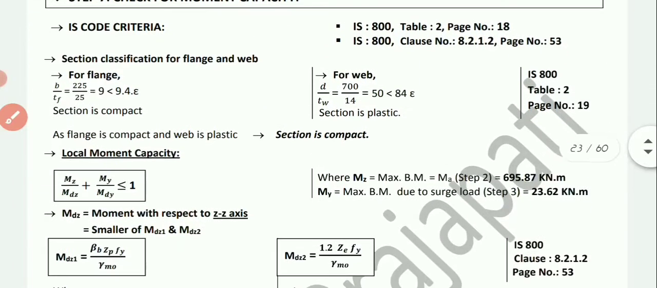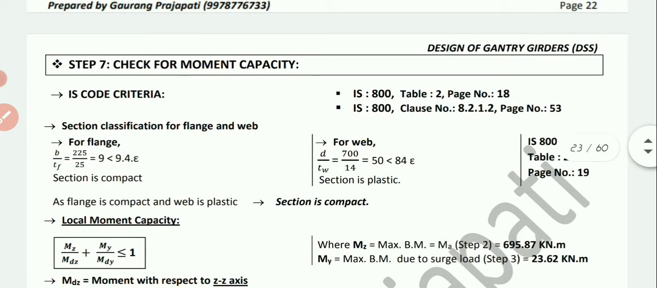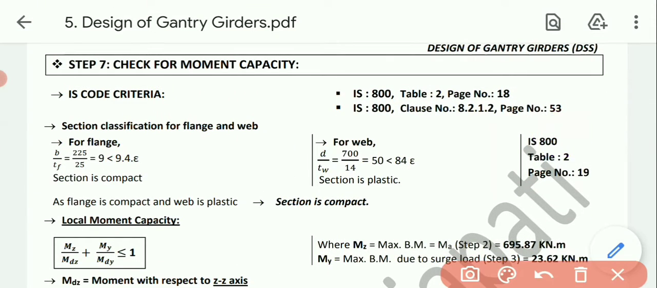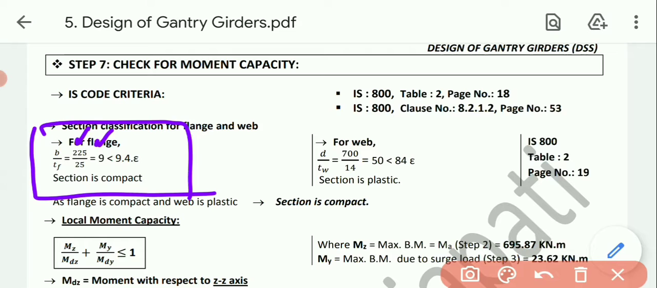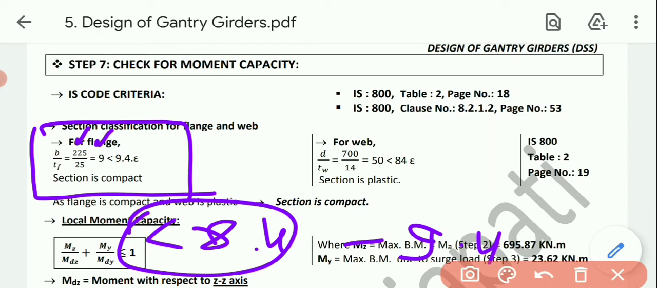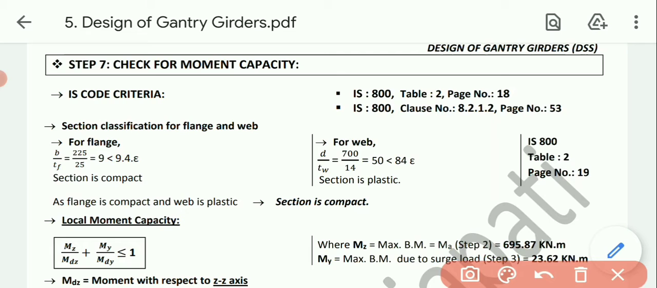So now for the section classification of the flange, b by tf is 225 divided by 25, so the answer comes 9. As it is 9, it is between 8.4 to 9.4. If it were less than 8.4, then we would have called it a plastic section, but right now it is at 9, so it is in between 8.4 to 9.4, so we can say it's a compact section. So our flange is of compact section.